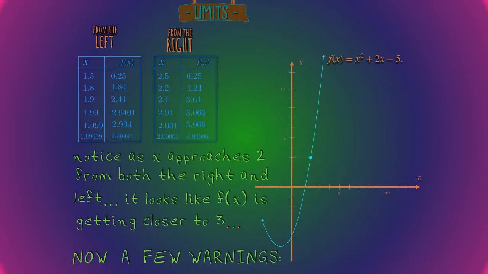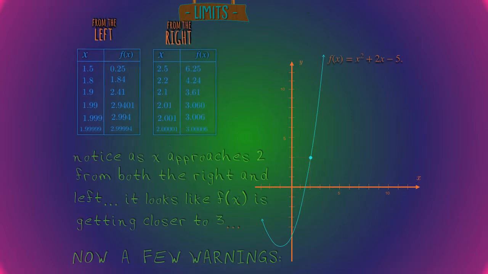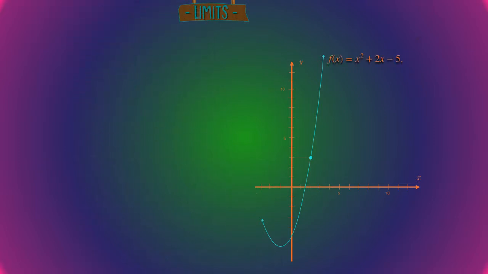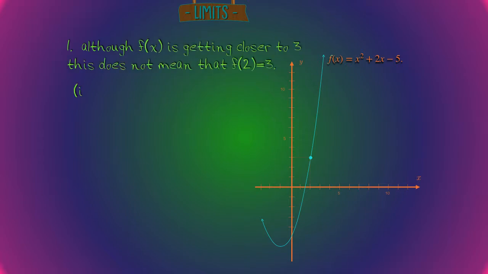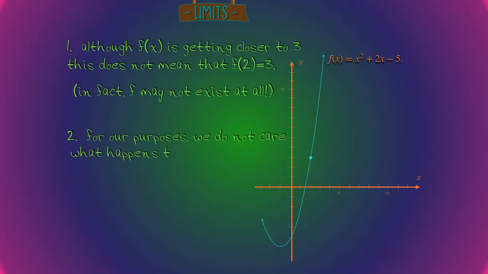We could even probably say that the limit is equal to 3, but we want to just take a few precautions before we do that. First, even though f is getting closer to 3, that doesn't mean f of 2 is equal to 3. F might not exist at 2. We don't know. And actually, we don't even care, really. We don't care what happens at x equals 2 right now if our limit does exist and we can find it. Later on, we'll care about x equals 2, but right now we don't.